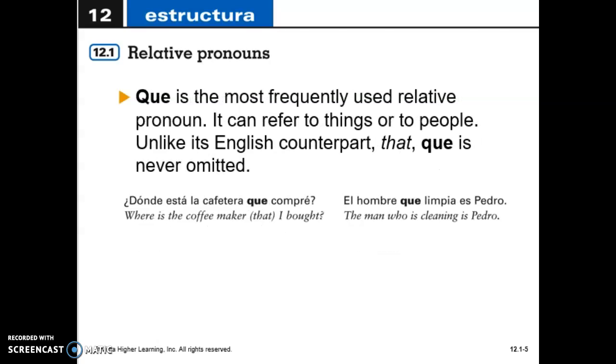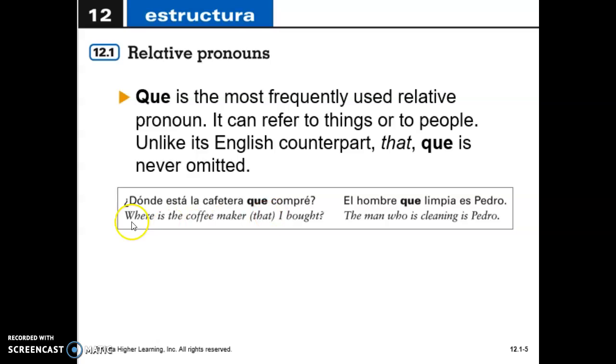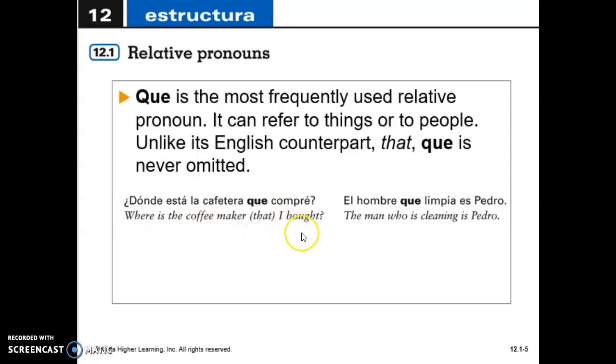And in English, it can be omitted. In Spanish, it's never omitted, okay? So here we have 2 examples. ¿Dónde está la cafetera que compré? In English, we can say, where is the coffee maker that I bought? Or we can say, where is the coffee maker I bought? Okay? It sounds good, it's acceptable in both forms. However, in Spanish, you could not skip it and then just say, ¿Dónde está la cafetera compré? That wouldn't make sense.